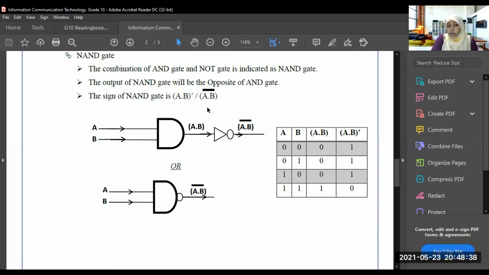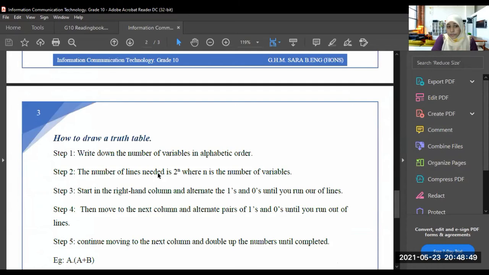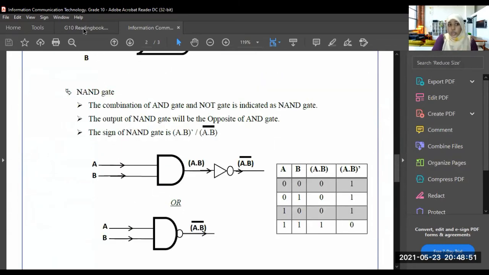So what is the expression? A and B bar. This is the expression, and this is how you draw the gate. Now understood? The combinational two gates, NAND gate and NOR gate. So we learned the three main basic gates, AND gate, OR gate and NOT gate, and the two combinational gates, NAND gate and NOR gate.